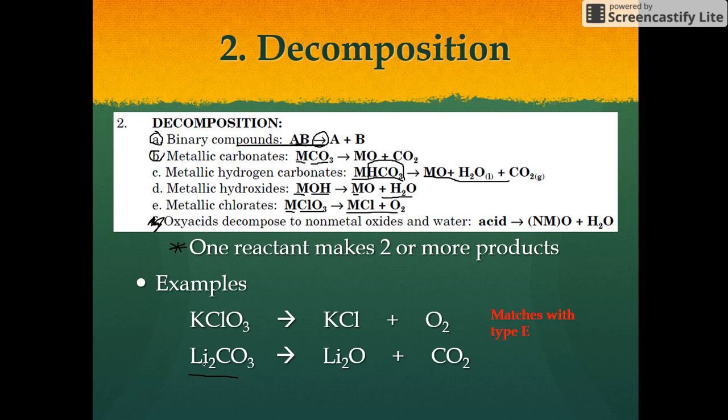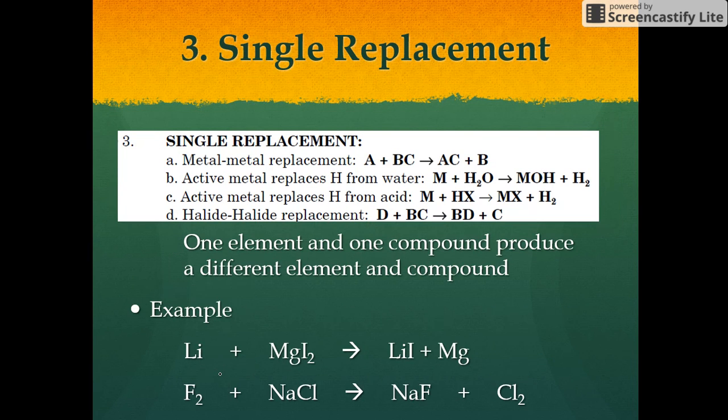What you'll notice, it's one substance breaking into two. So it is a metallic carbonate, matches with type B. Again, it's just really important for you to know the decomposition. If you can't match it with the type A through E, that's something that we can work on.